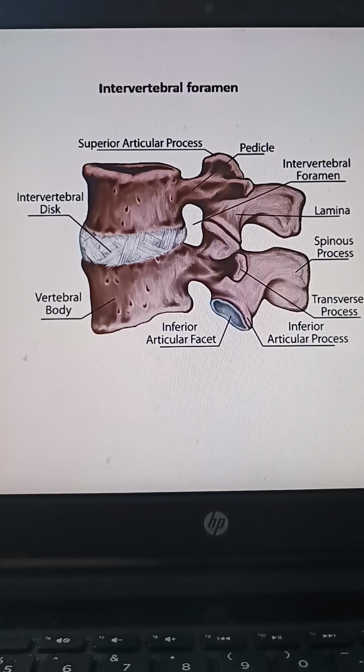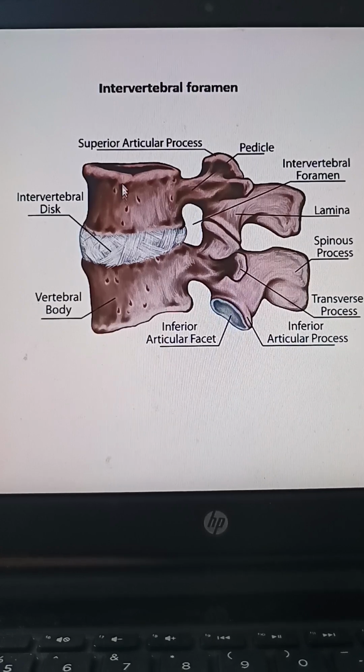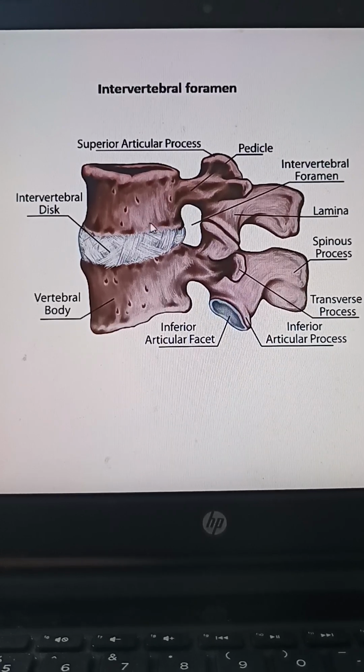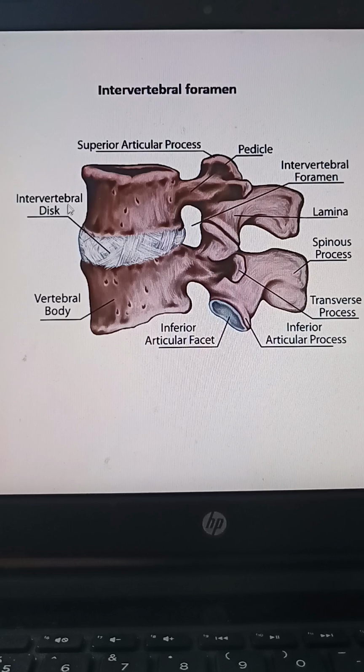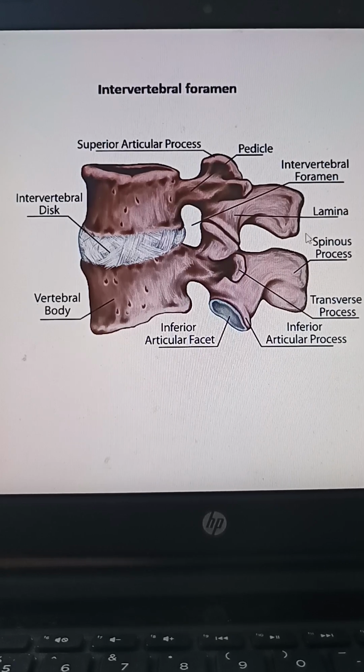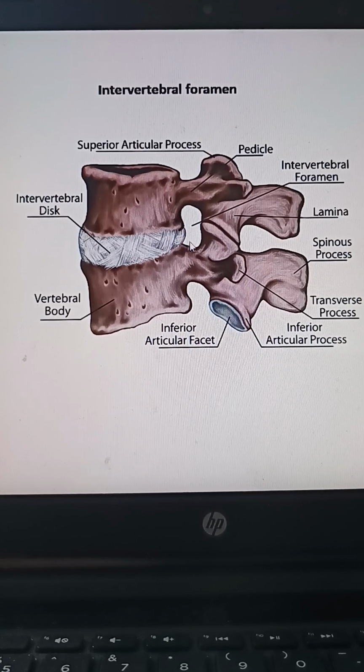Let us look at the intervertebral foramen and the structures passing through it. The intervertebral foramen is located behind the intervertebral disc and the vertebral body. So here is the anterior aspect, and the spine is the posterior aspect. Now you can see the intervertebral foramen behind the body and the disc.